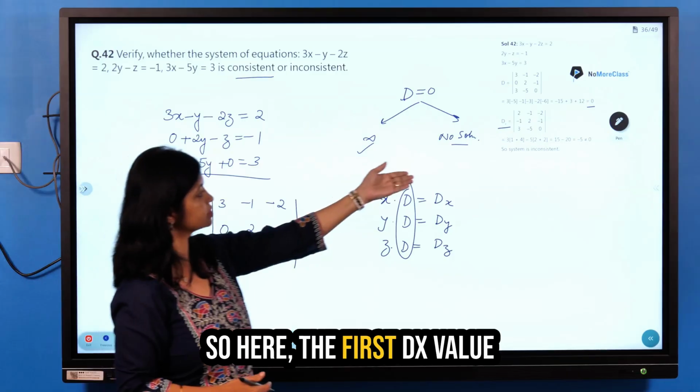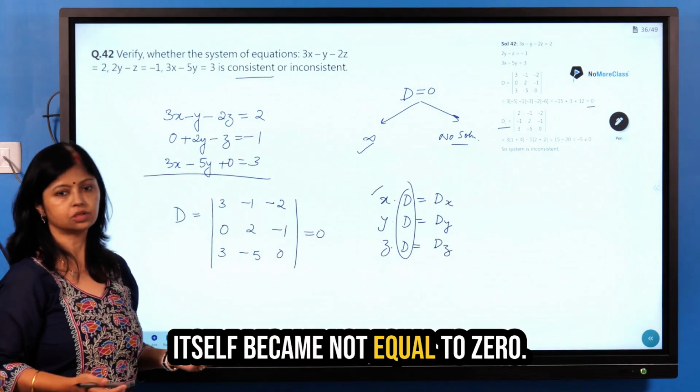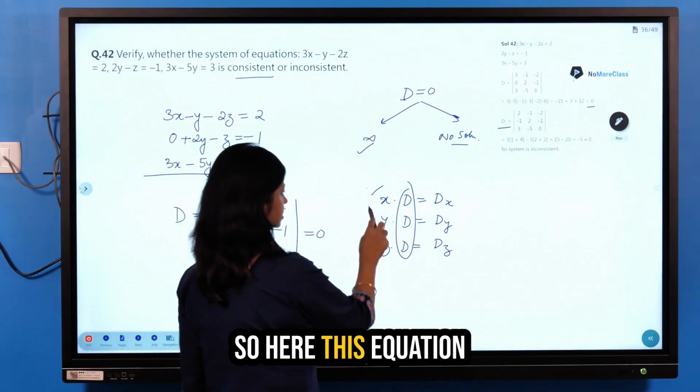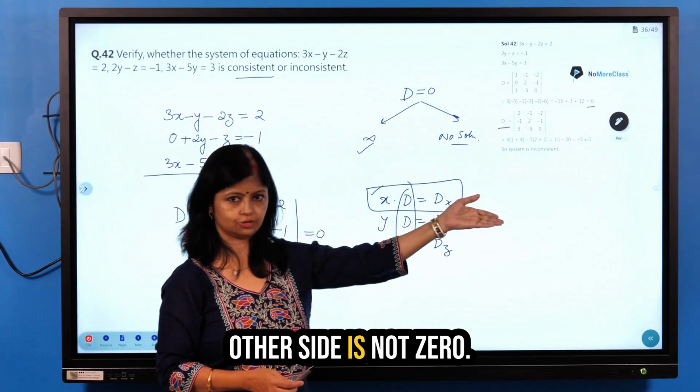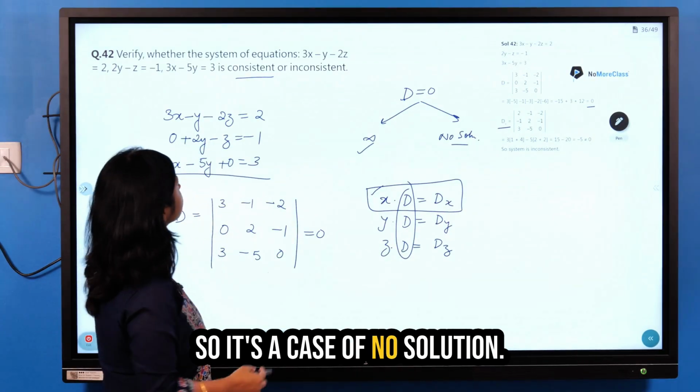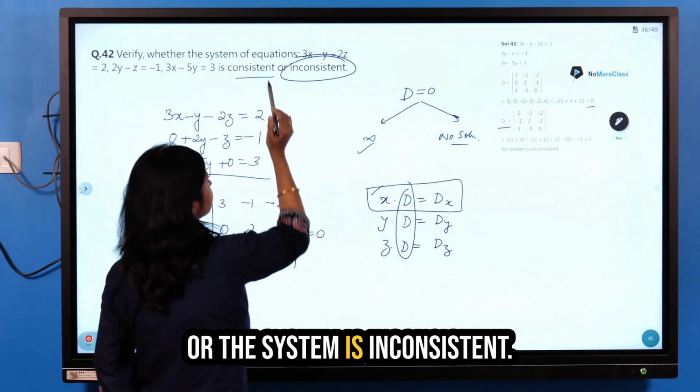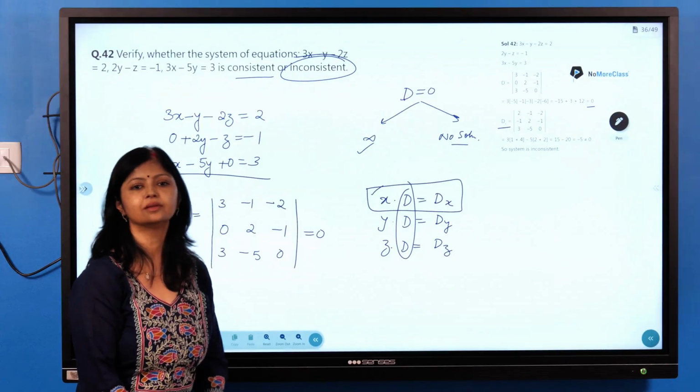So here the first Dx value itself became not equal to 0. So this equation becomes very weird. One side is 0, the other side is non-zero. So it's a case of no solution, or the system is inconsistent.